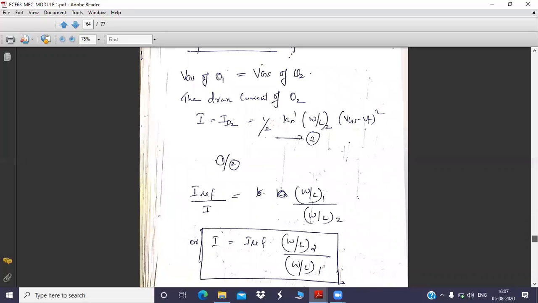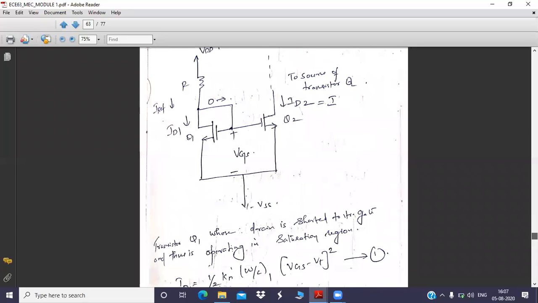Understood? Equation 1 by 2. Equation 1's LHS is IREF, equation 2's LHS is ID2. On the right-hand side everything cancels. Half is cancelled. VGS minus VT is also cancelled because it is the same. Why is VGS the same for both devices? Can anybody say why? Because gate and gate are shorted, source and source are shorted. So whatever voltage is applied across this, that is coming across this also. Because it's a common connection, sir. Yes, good. Because of the common connection only, VGS is the same.